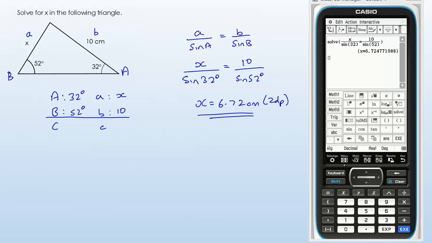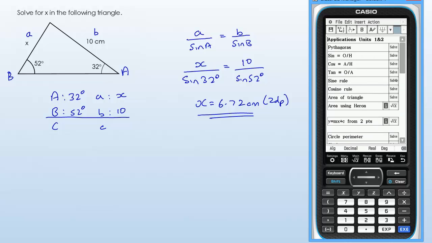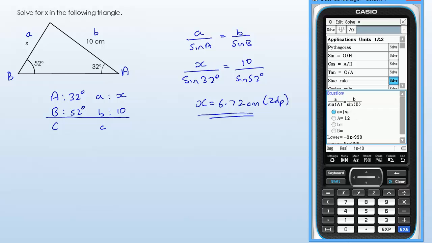So let's look at the activity. So if I go menu, e-activity, we can see the sine rule is here. The a is the one we were trying to find. We know that big A was 32, small b was 10, and big B was 52. And then hit solve, and we get 6.72.